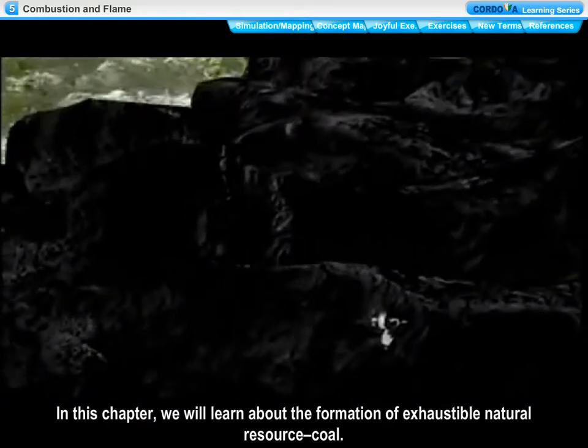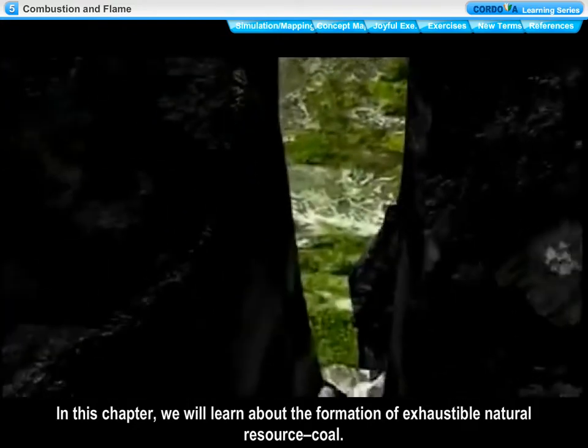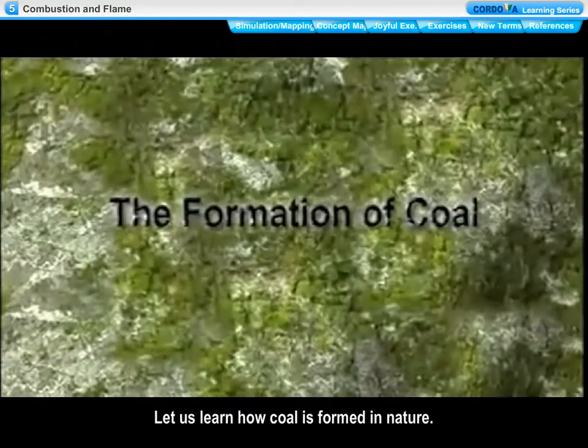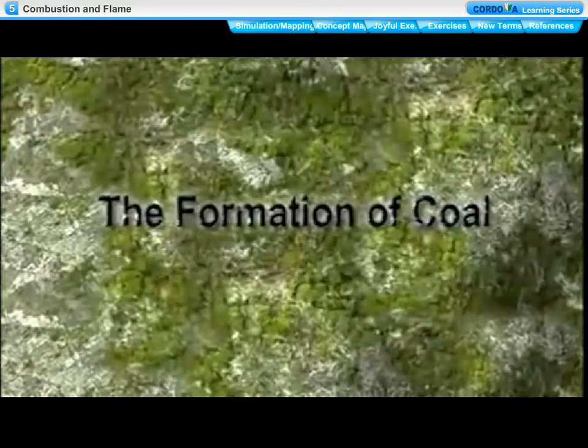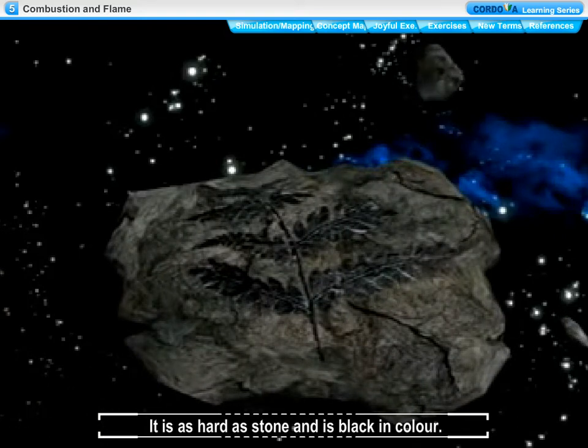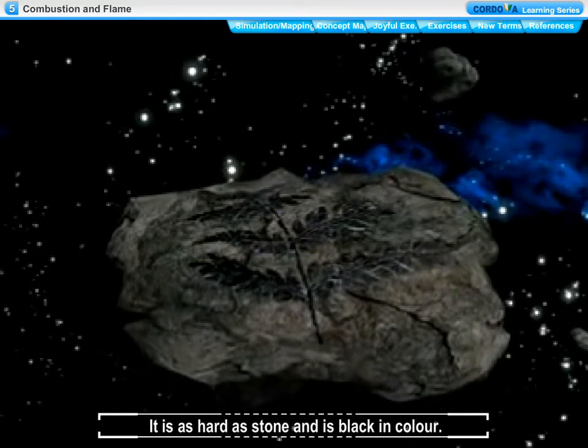In this chapter, we will learn about the formation of exhaustible natural resource, coal. Let us learn how coal is formed in nature. Coal is a fossil fuel. It is hard as stone and black in color.